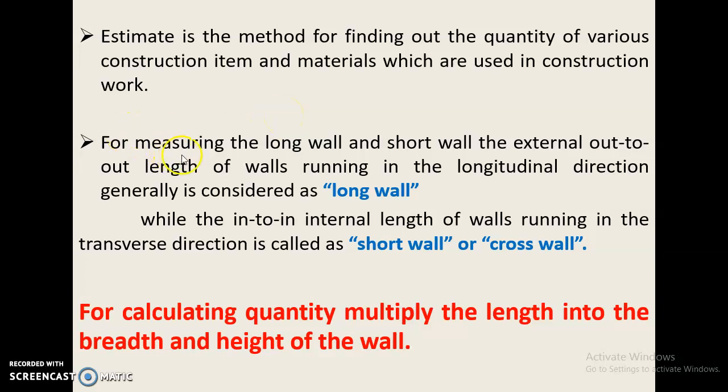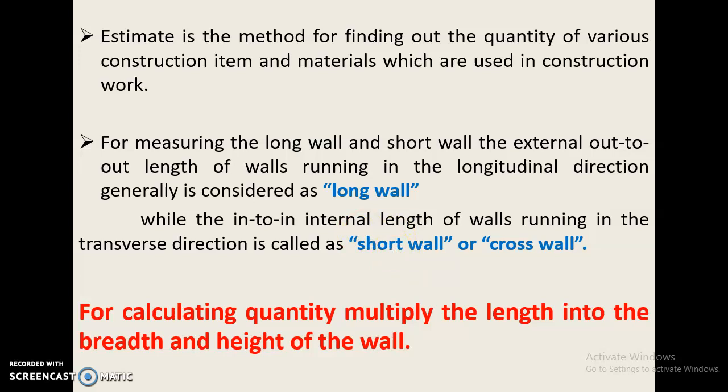In the long wall and short wall method, for measuring the long wall and short wall, the external out-to-out length of the wall running in the longitudinal direction is generally considered as the long wall, while the in-to-in internal length of walls running in the transverse direction is called the short wall or cross walls. The long wall and short wall method is very simple and accurate.